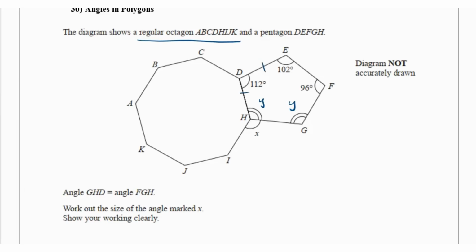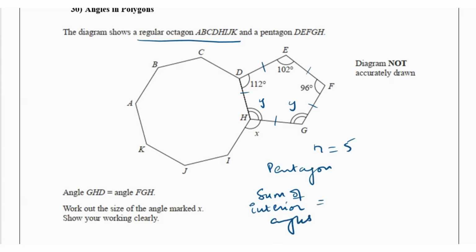We have 1, 2, 3, 4, 5 sides. So if n is 5, we can use this to find the sum of interior angles for the pentagon. So the sum of interior angles is going to be n minus 2 times 180, which is 5 minus 2 times 180. That gives us 3 times 180, which is 540 degrees.